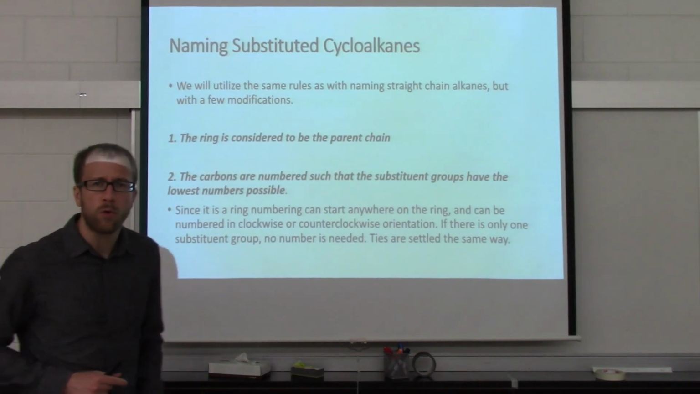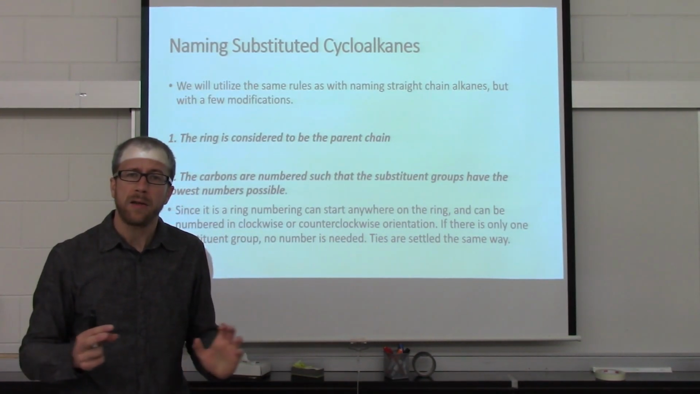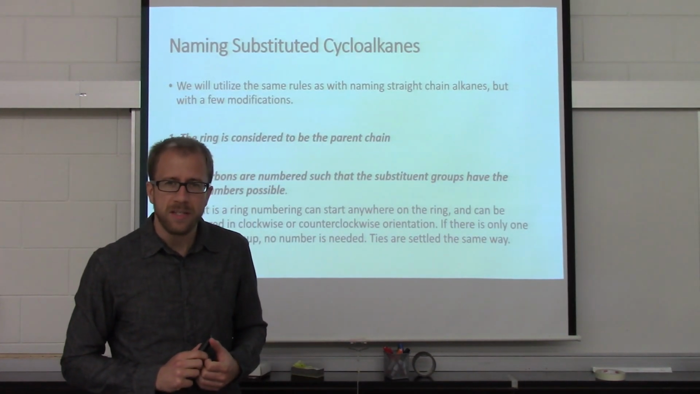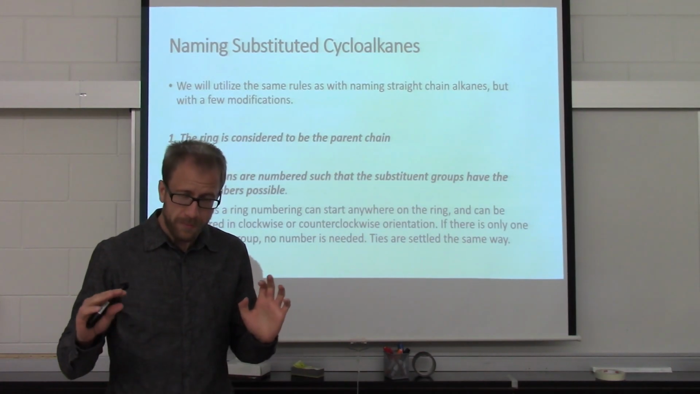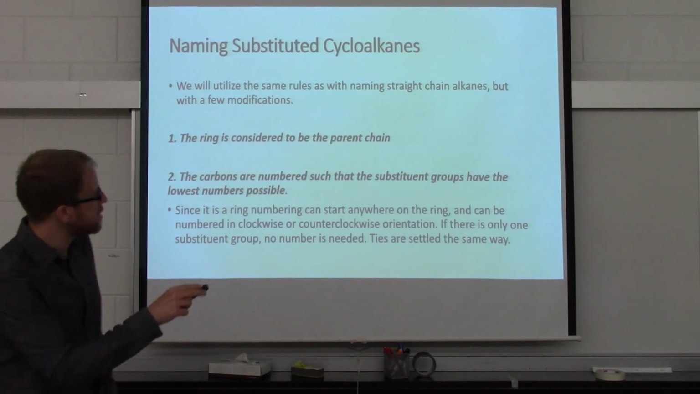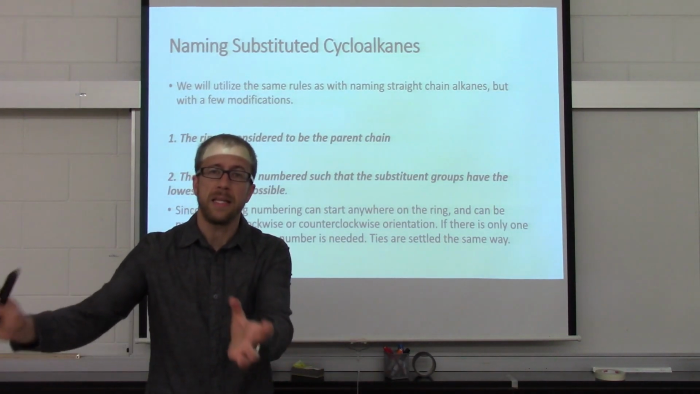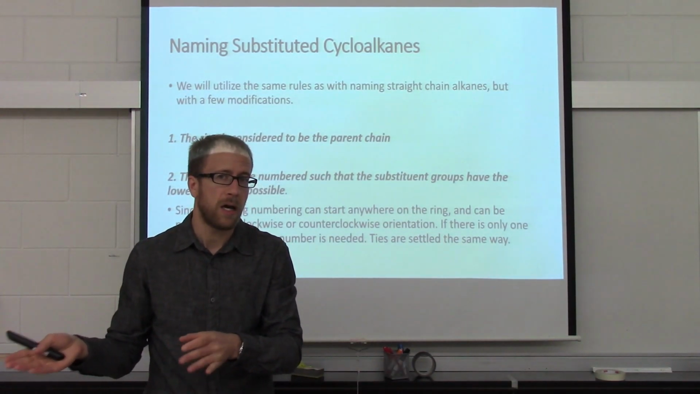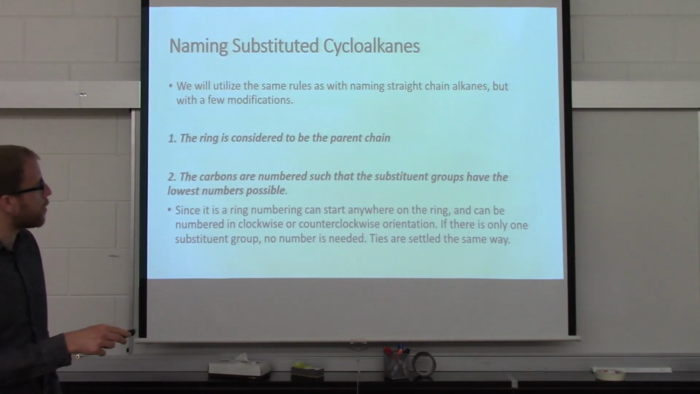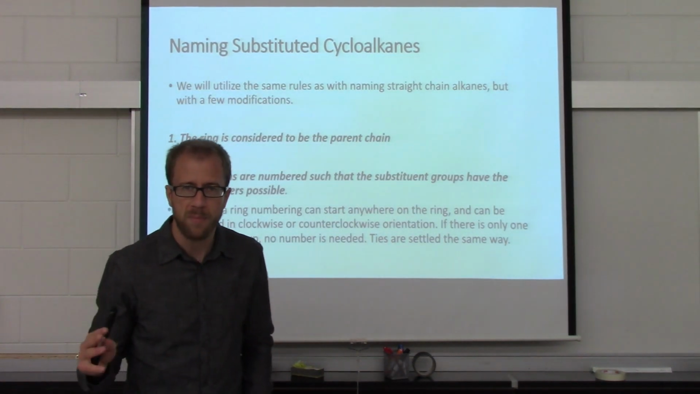Now, what happens if your ring has substitutions, has alkyl groups? Well, we're going to add a couple caveats to your existing naming rules. Your existing naming rules you will still utilize here, but there's 2 big caveats. Number 1, the ring is considered to be the parent chain. So always list that ring structure, your cyclic hydrocarbon, as the parent chain. And number 2, the carbons are numbered such that substituent groups have the lowest possible numbers.